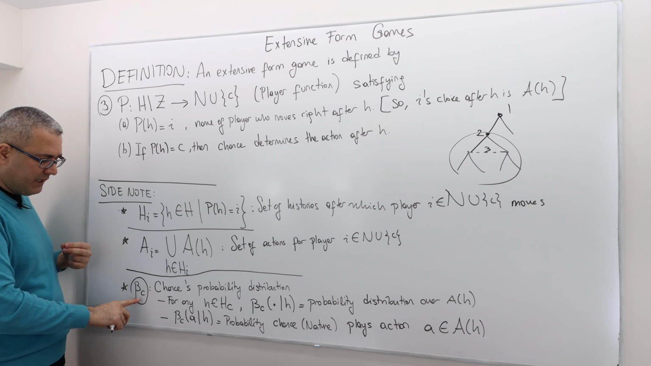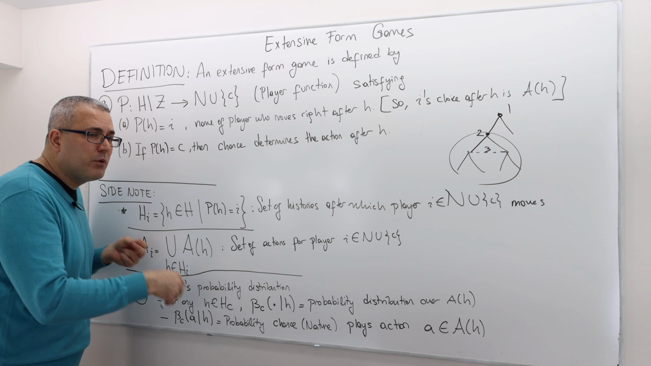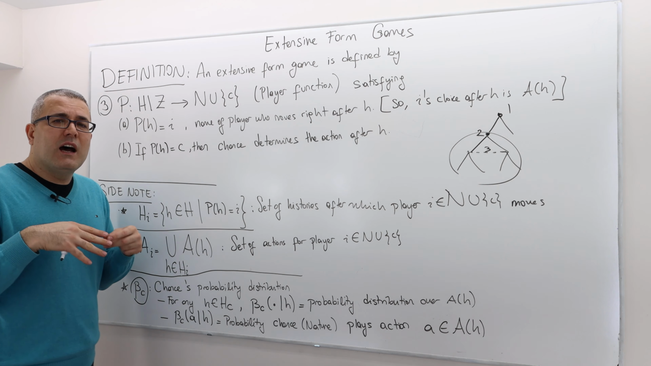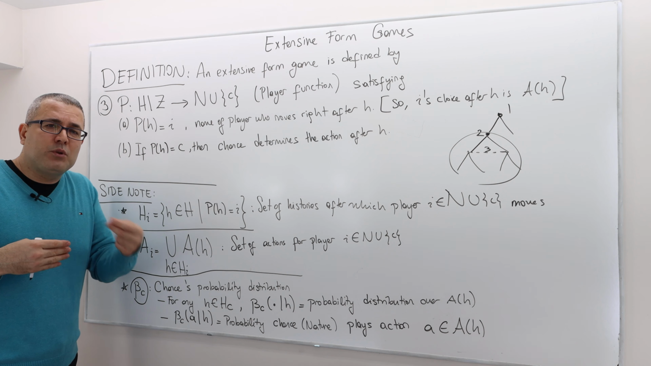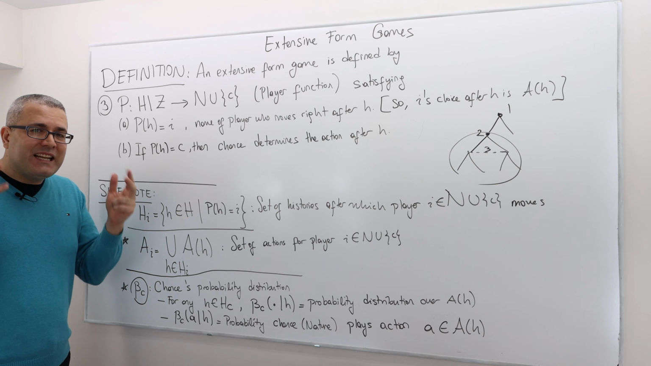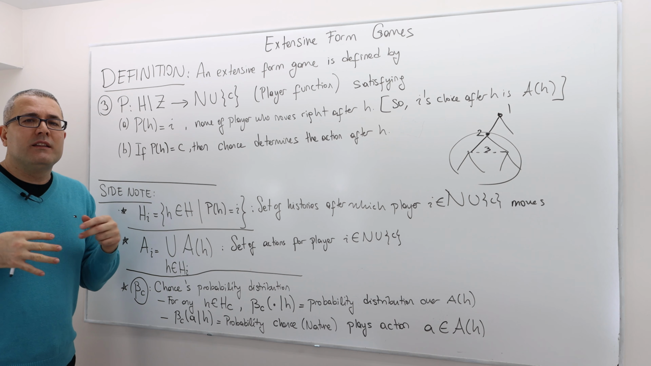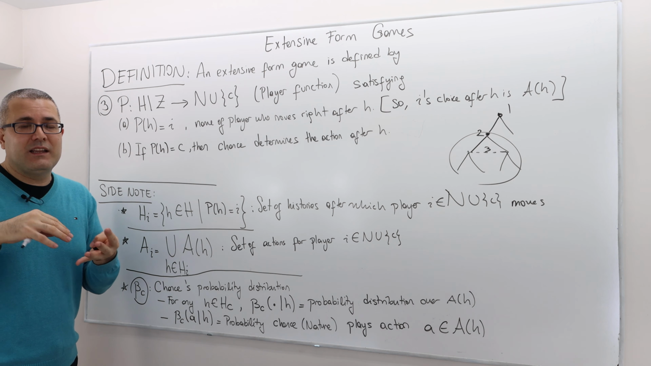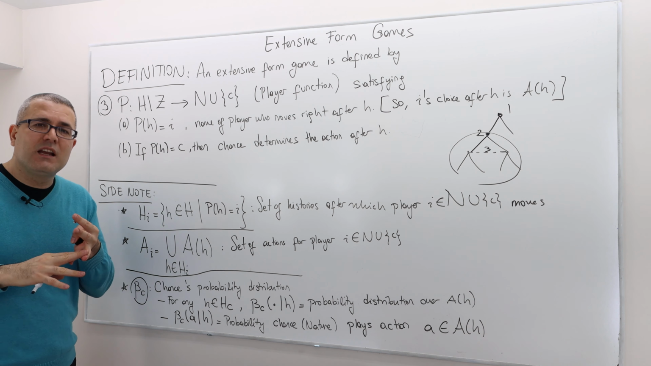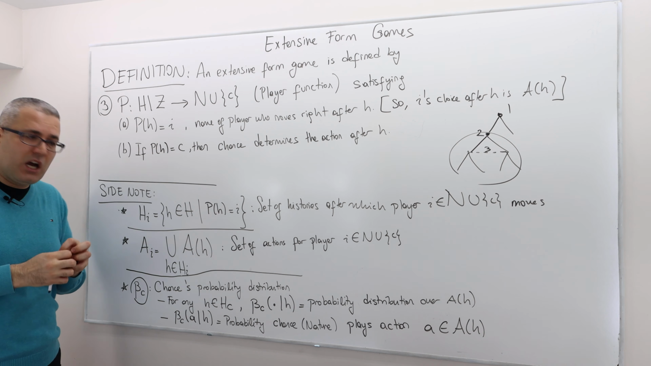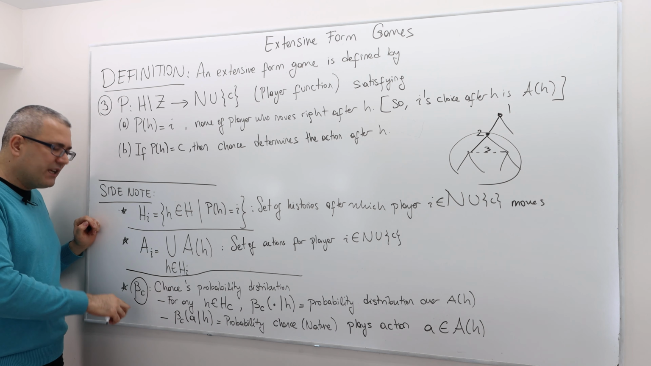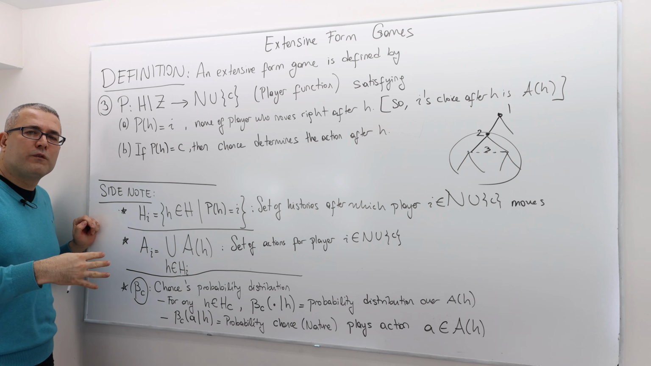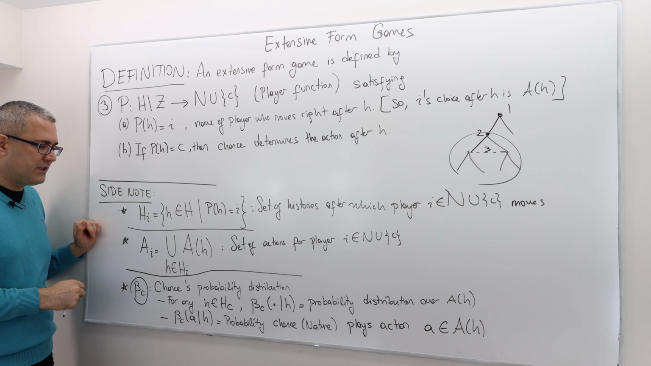So beta sub C is basically chance's probability distribution. Remember, chance or nature is not a player, and in an extensive game, we assume that it is exogenously given to the analysis, the analyzer, to the players. So it's taken exogenously. So beta C is the probability distribution over nature's actions.